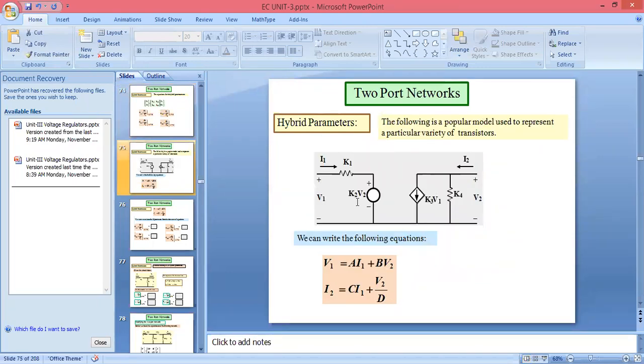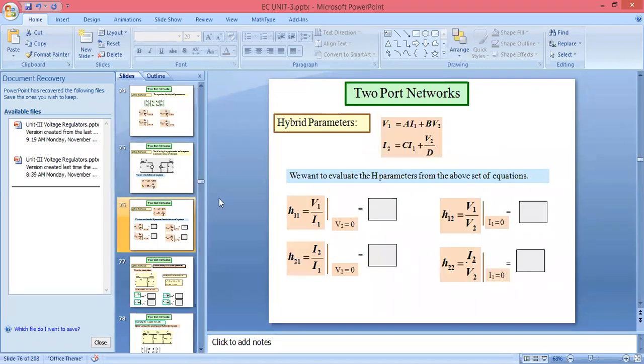If we are having one equation and we are supposed to find the following network, which is a popular model used to represent a particular variety of transistors, we can write the equations in the form of ABCD parameters. So you will get V1 and I2 in the form of ABCD.